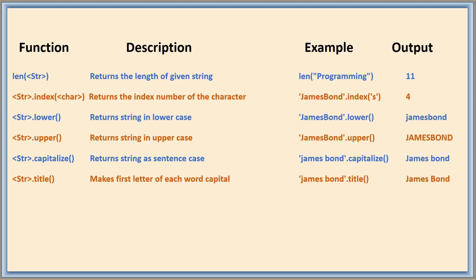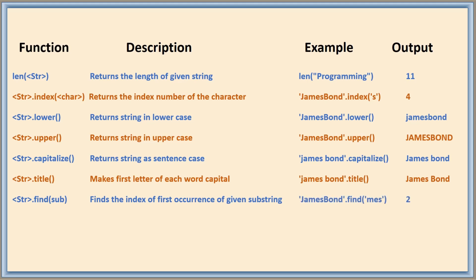If we want to find whether a substring is available in the given string, we have the function called find of. This will be returning the index number of occurrence of the substring. It will take only the first letter's index and then return it. For example, James Bond dot find of MES. See here, MES is available in James Bond. The first character M of the substring has the index number 2. So this is being returned.